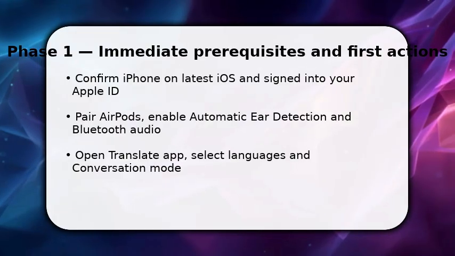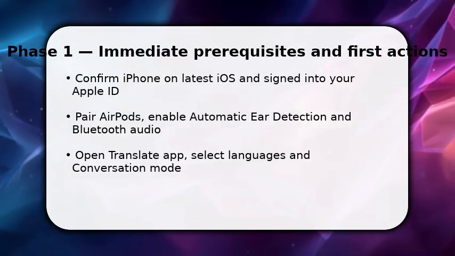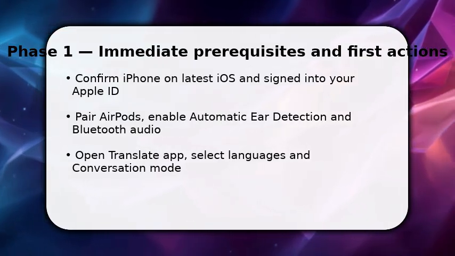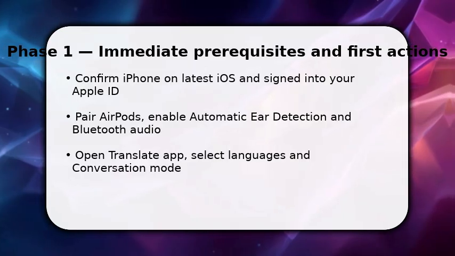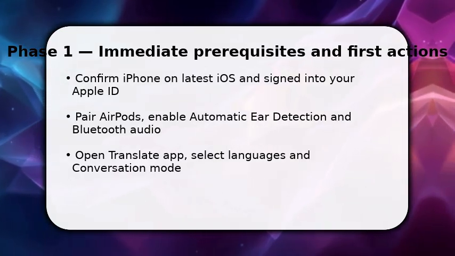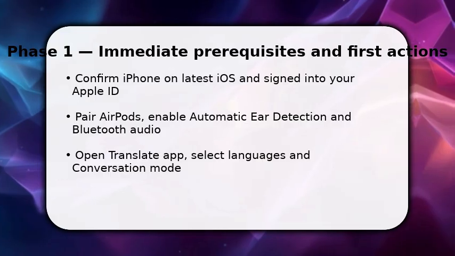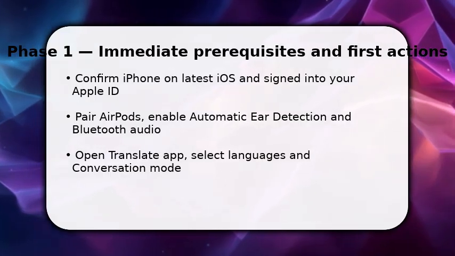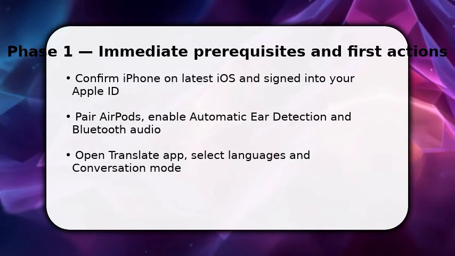You start by confirming prerequisites. Your iPhone runs the latest iOS and your AirPods are paired with Bluetooth active. Once done, make sure automatic ear detection is on so audio routes to your earbuds. This sends microphone and speaker through the AirPods.